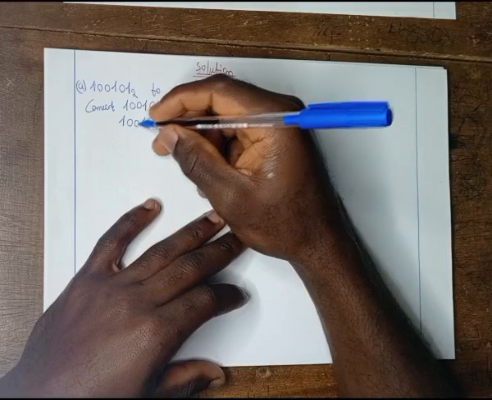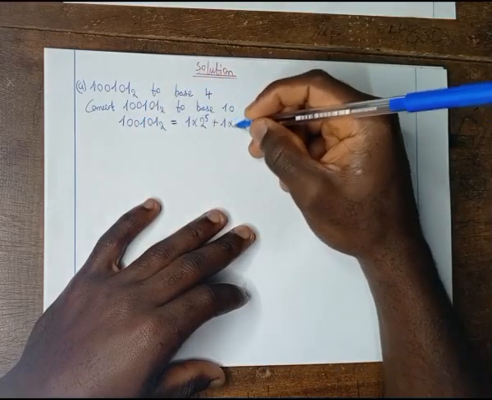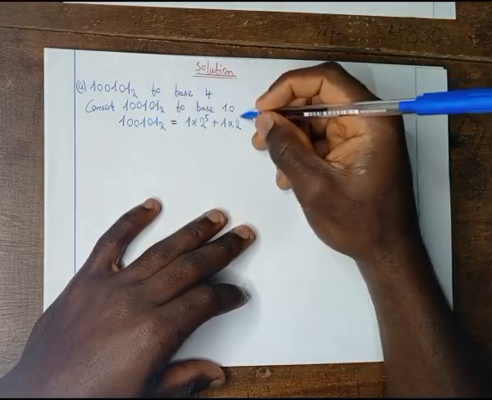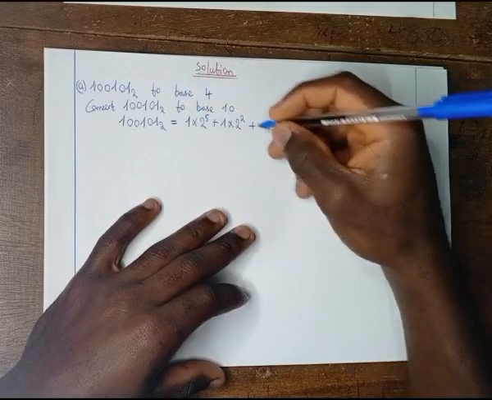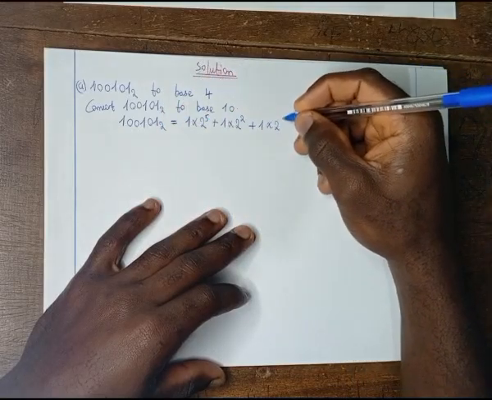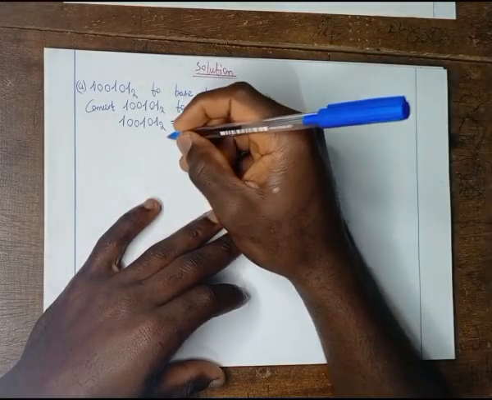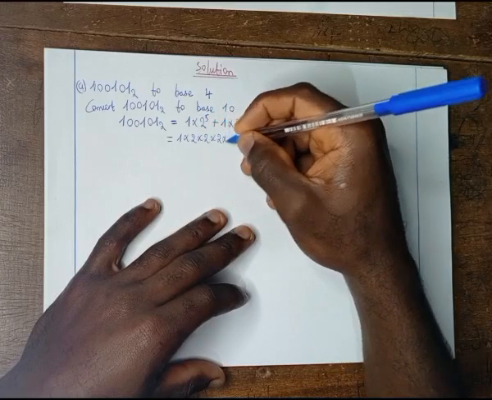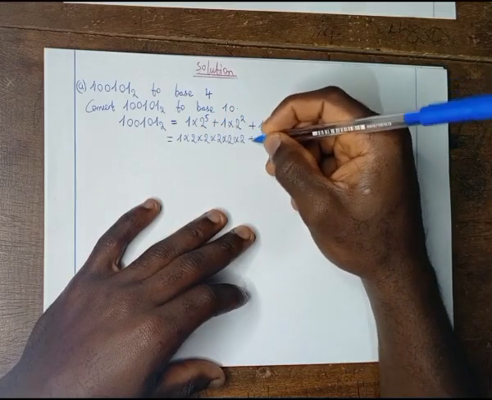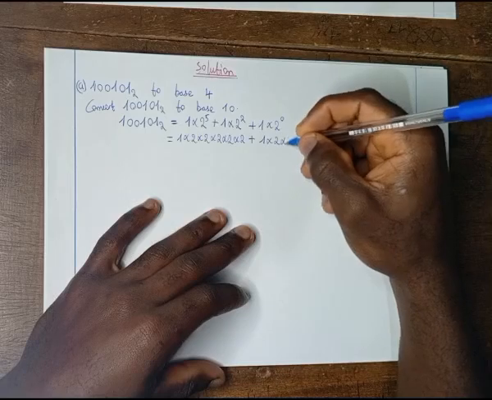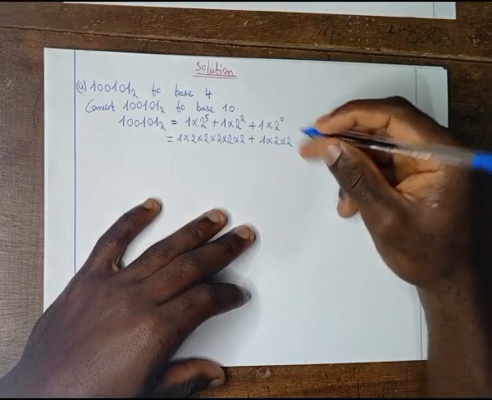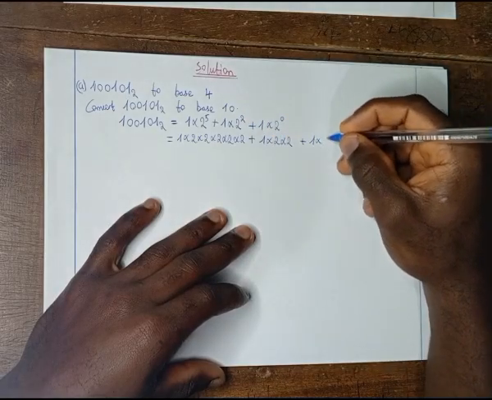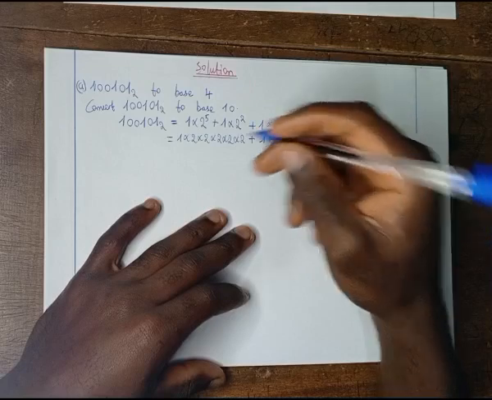plus the other digits are 0, so we ignore them, plus 1 times 2 raised to the power 2, plus the last digit 1 times 2 raised to the power 0. This will simply give us 1 times 2 times 2 times 2 times 2 times 2 plus 1 times 2 times 2. 2 to the power 2 is simply 2 times 2 plus 1 times 1. 2 raised to the power 0 is 1.